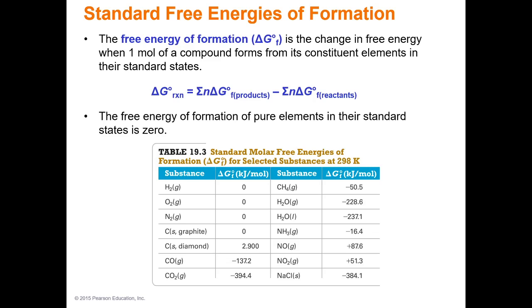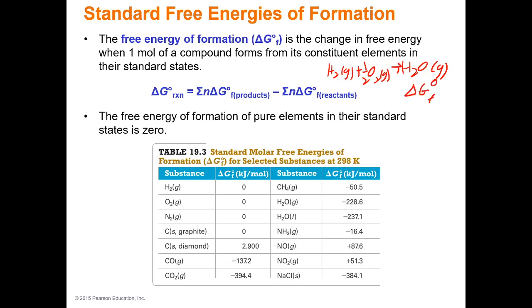So the free energy of formation is mostly what we're going to talk about, and that's how much the free energy changes when 1 mole of the compound forms from its constituent elements. That means, for example, if I wanted to know the free energy of water gas, its free energy would be associated with when I combine hydrogen gas plus half an oxygen gas to make water. That's what the delta G we're looking up for is.